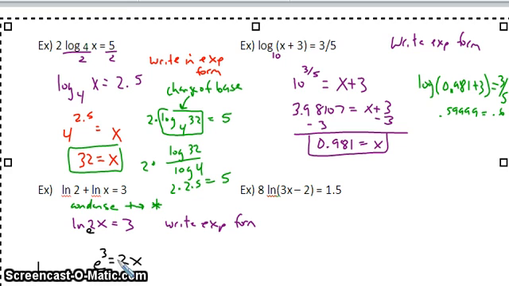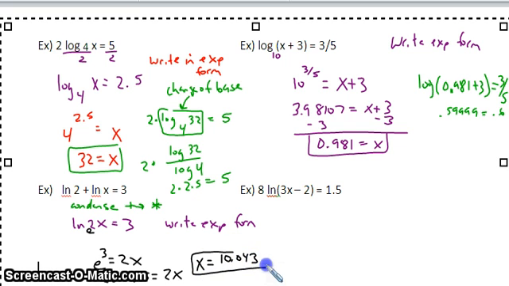So when I type in my calculator e raised to the third, I get 20.0855, and then I have to end up dividing that by 2. And when I divide that by 2, I end up getting x equal to 10.043 if I round it.